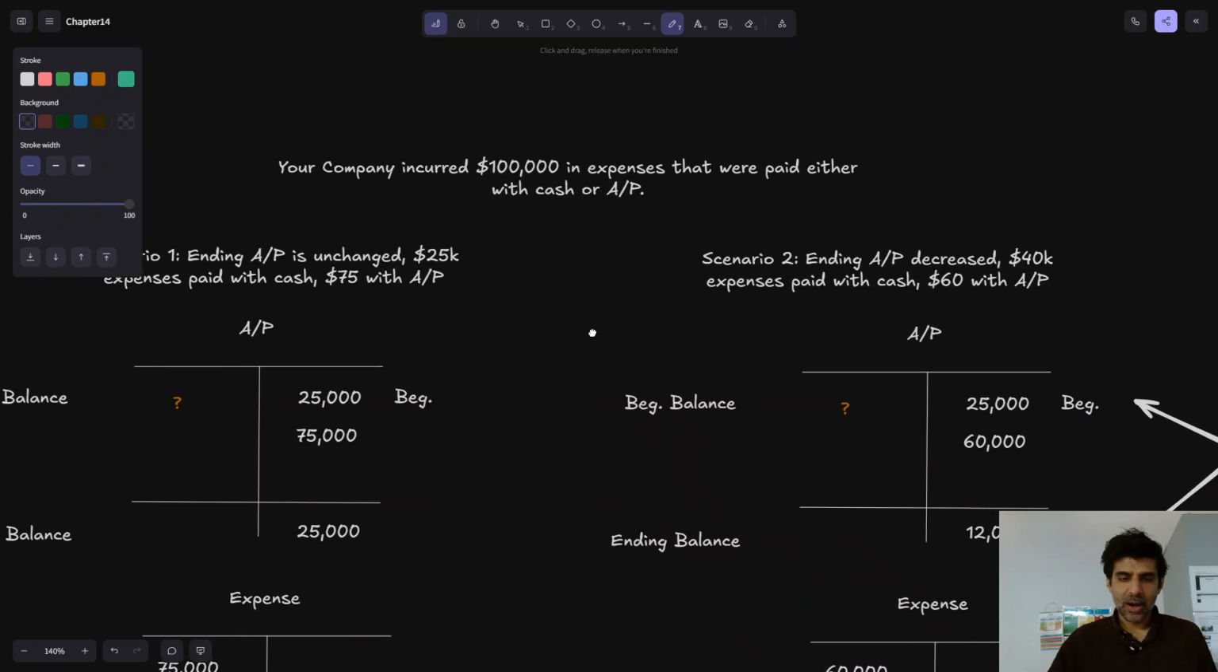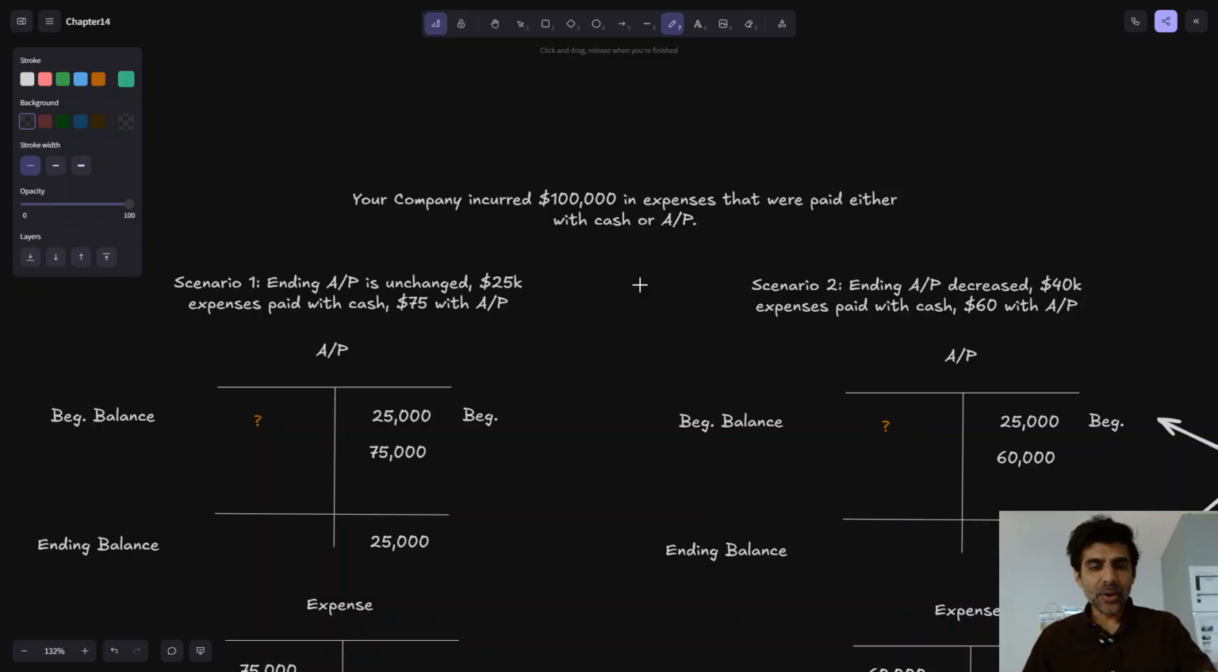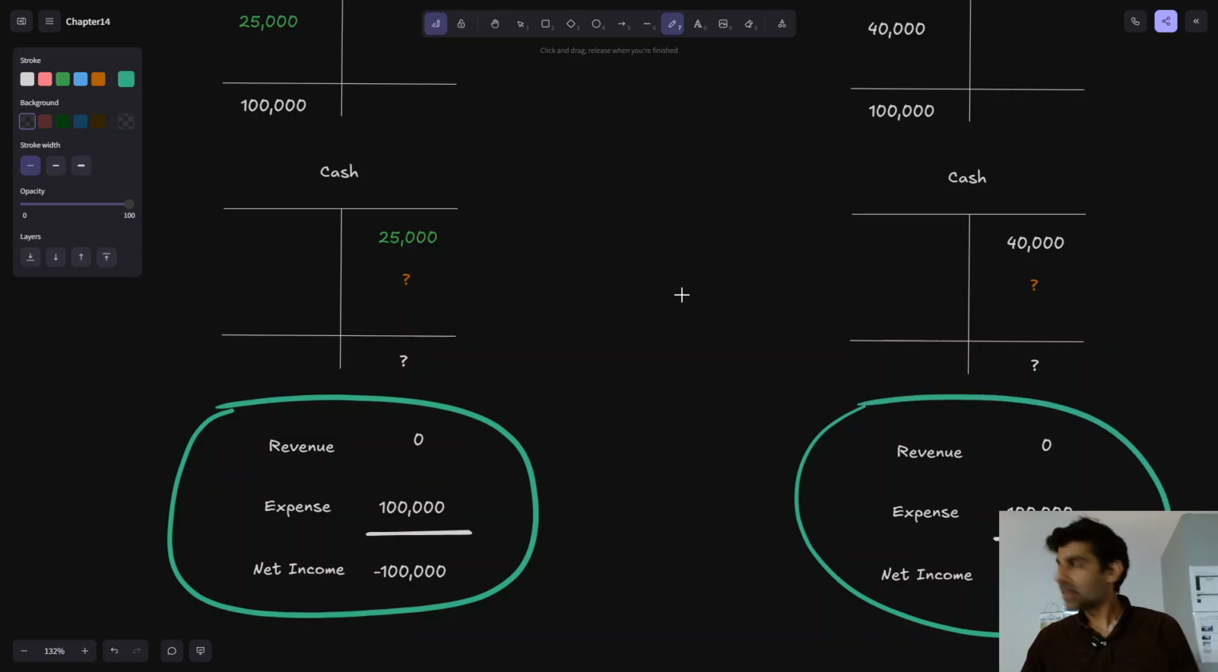Okay, so I'm going to give some very contrived examples so we can isolate these changes in current liabilities or current assets. Your company has $100,000 in expenses that were either paid with cash or accounts payable, and we're going to assume there's zero revenue. So this is our income statement in both cases. This negative 100,000 is going to be the starting point in our adjusting.